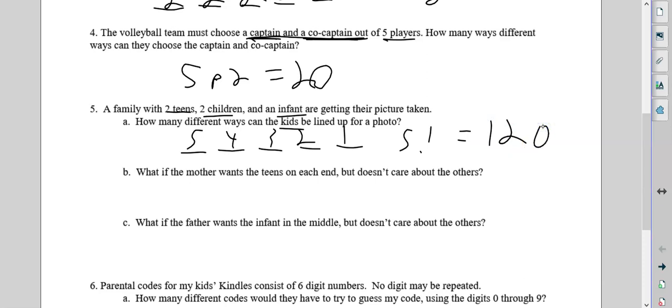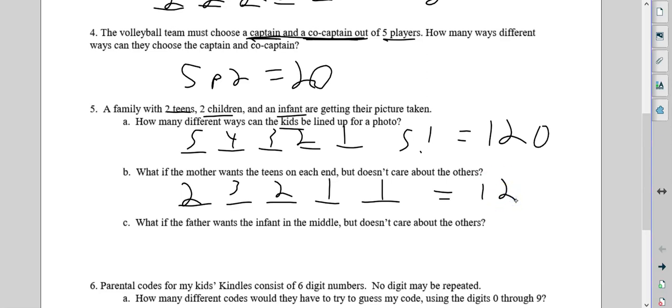Now, what if the mother wants the teens on each end, but doesn't care about the others? Well, here we have 1, 2, 3, 4, 5. So she wants one of the teens on this end. So there's 2 teens that could be there, but there's only 1 teen that could be there on the other end, because once the first one is in the first spot, there's only 1 left. And she doesn't care about the others. All right? Well, at this point now, there's 3 kids left, 2 kids left, and 1 kid left. So that's 2 times 3 is 6, times 2 is 12, times 1 is still 12.